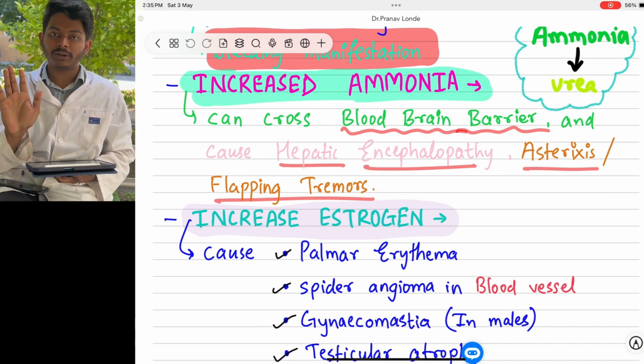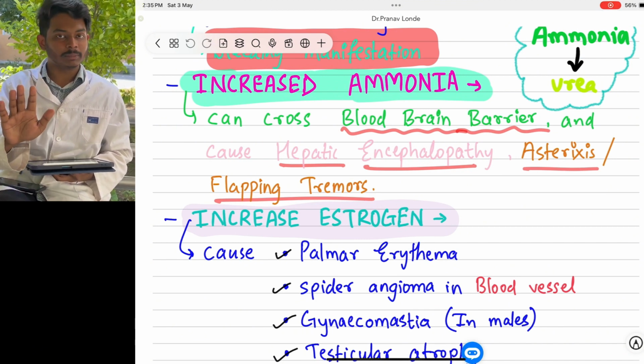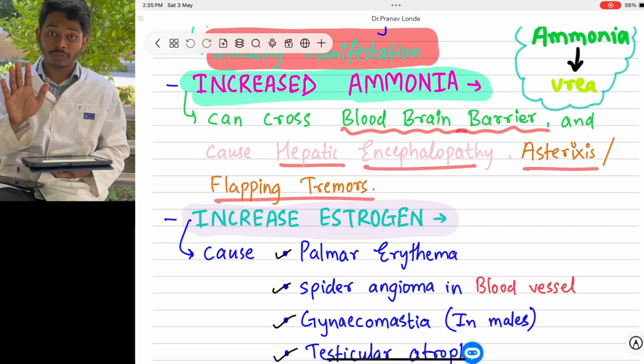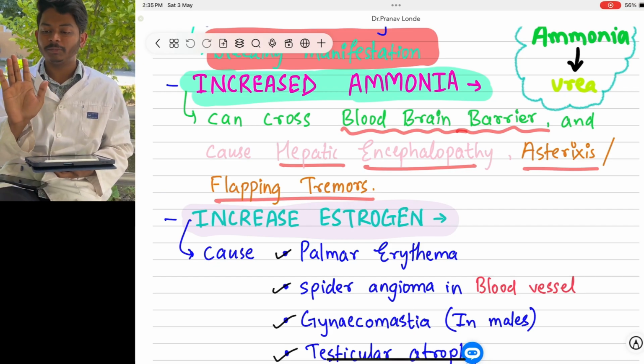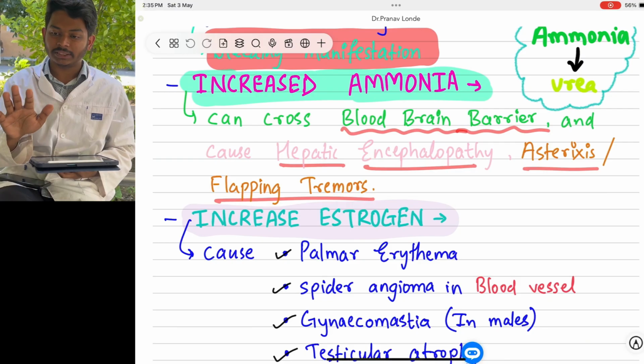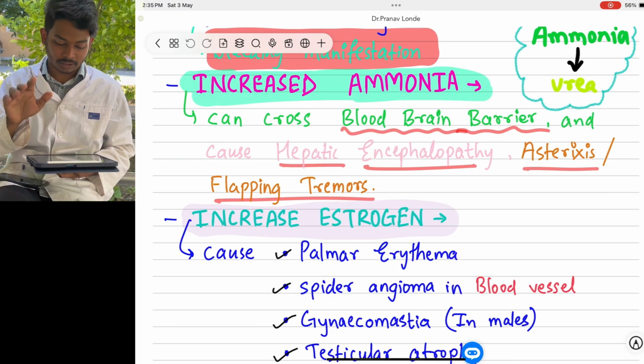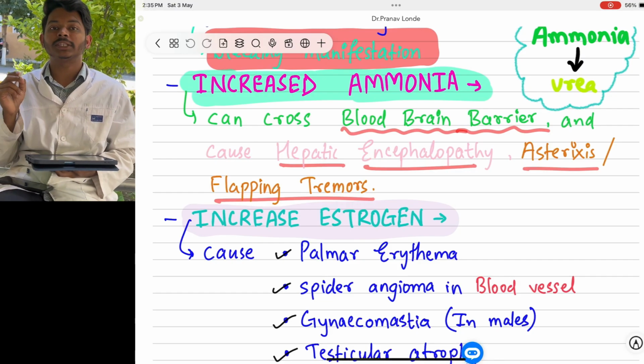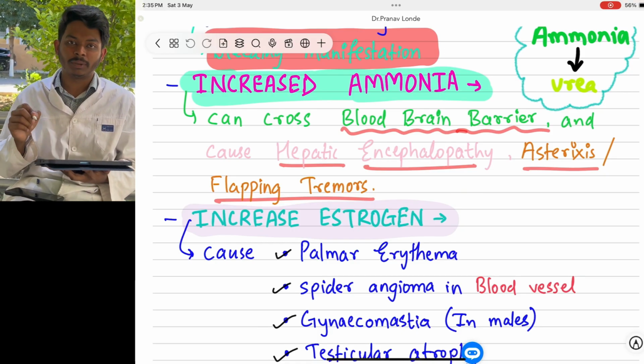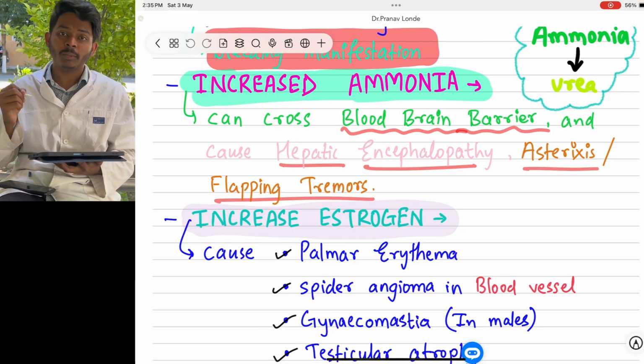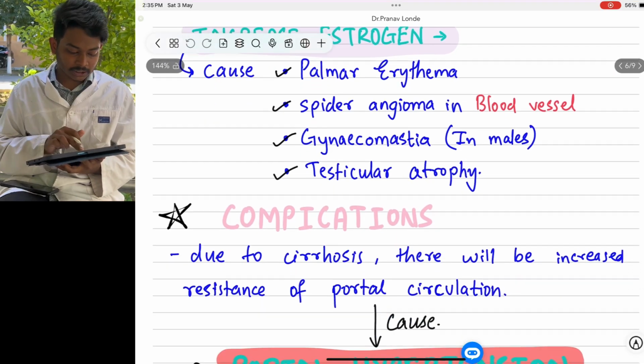If we push their hand back, normally it comes back to normal. But in case of asterixis or flapping tremors, if we push their hands back, it will tremor. This is called flapping tremors. These are two characteristic features we can see in hepatic encephalopathy, which is due to an increased amount of ammonium in our body.